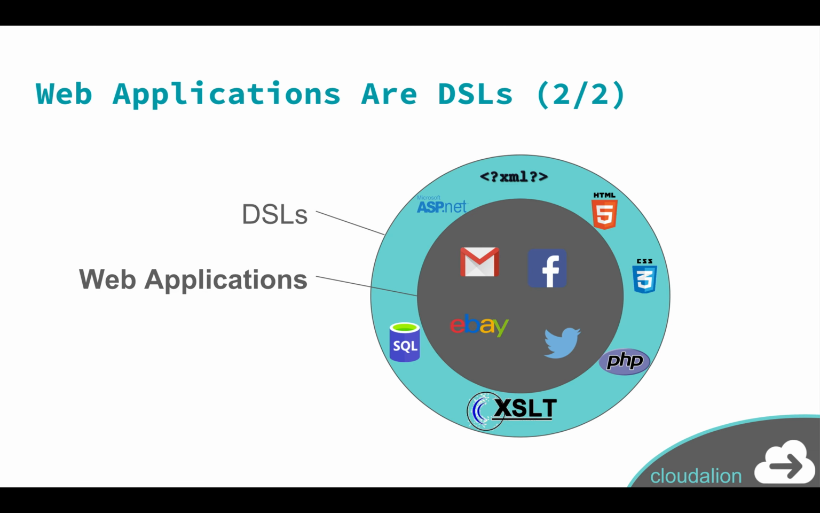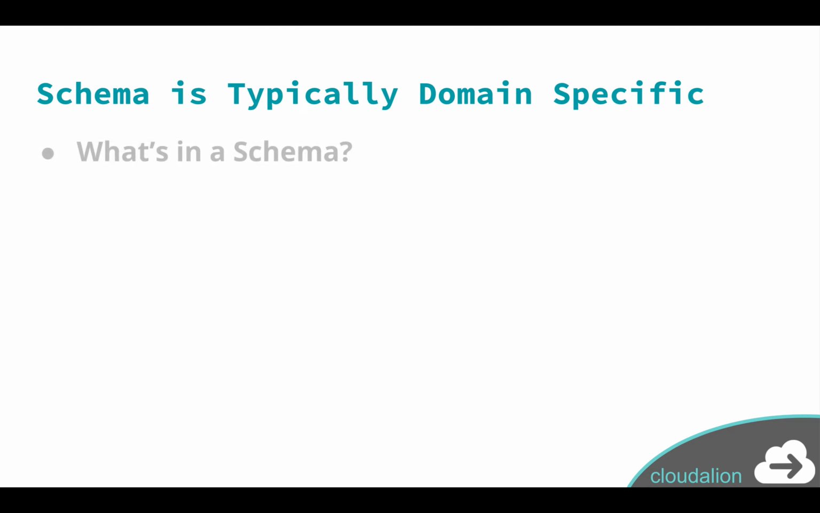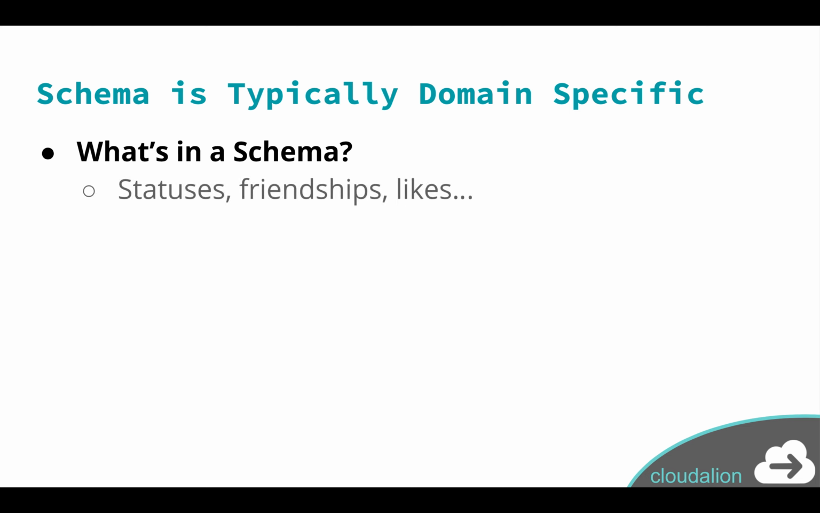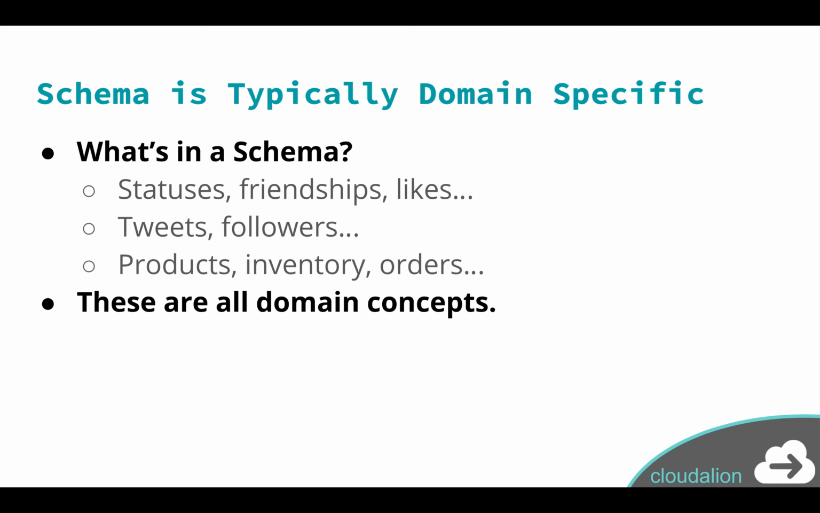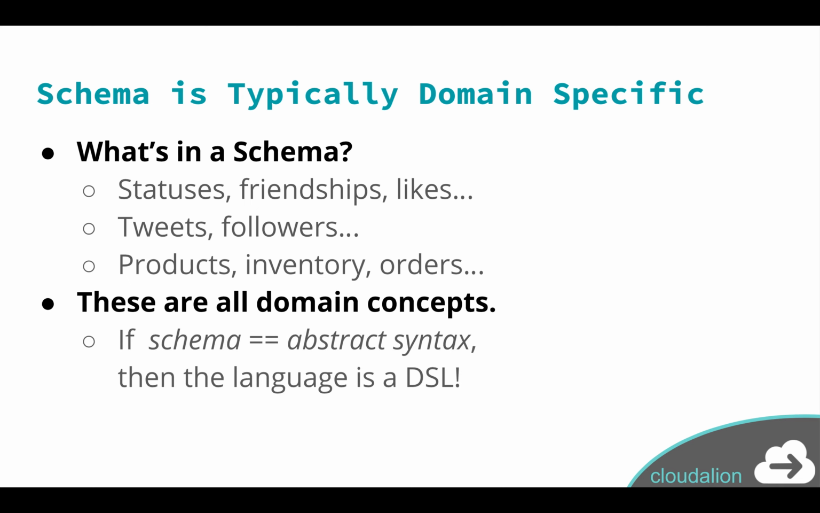So now that I may have convinced you that web applications are languages, let's see why I say that they are domain specific. The reason is in the schema. So what's in the schema for an application? If it's something like Facebook, the schema will include statuses, friendships, and likes. If it's something like Twitter, we'll have tweets and followers. If it's something like eBay, we'll have products, inventory, orders, buyers, sellers, this stuff. These are all domain concepts. So if we agree that the schema is an abstract syntax, then all our language concepts are domain specific, making the language a DSL.